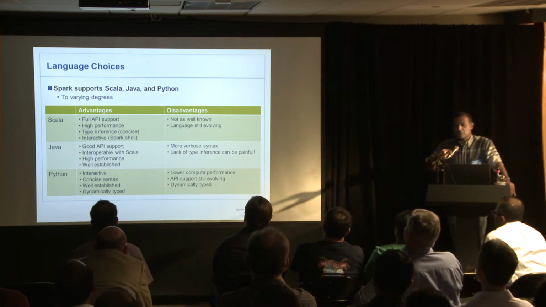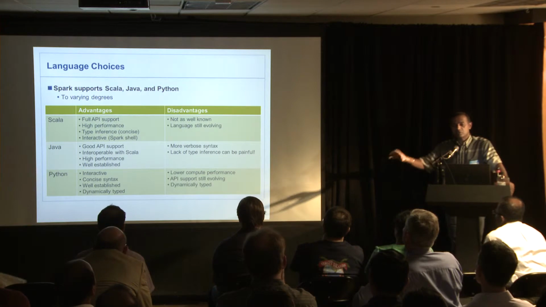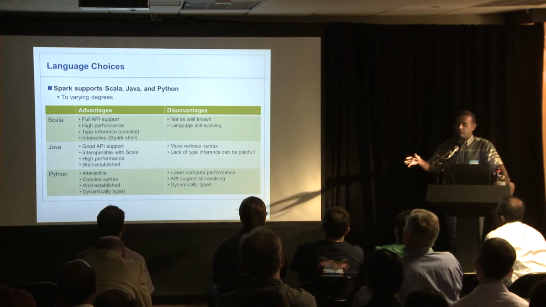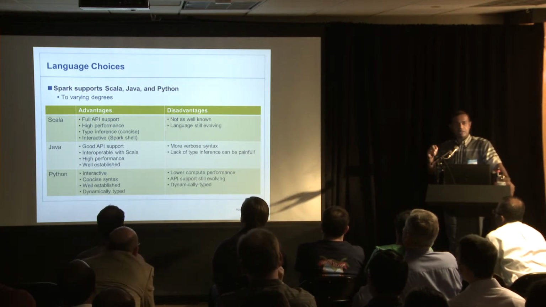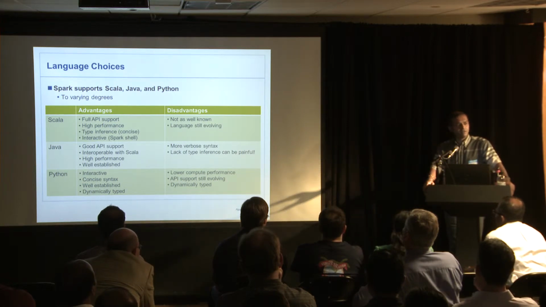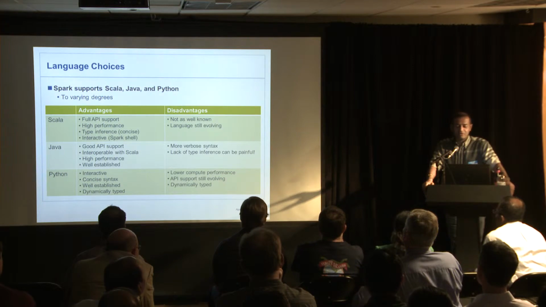Scala is nice because you have the full access. Whatever API is written in Scala, since it's all written in Scala, you get full access to everything that's available, right? And you get the interactive shell, and you get type inference, which are all the nice things of Scala, right? There's a Scala buddies over there. They love it, right? You love that type inference, right?